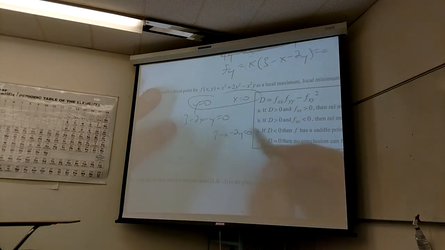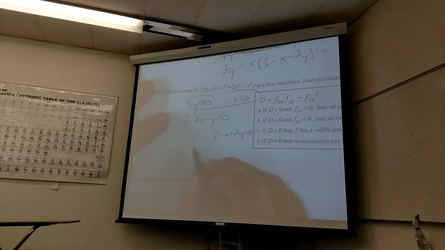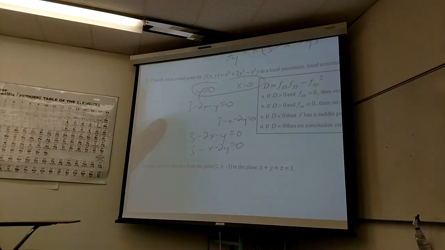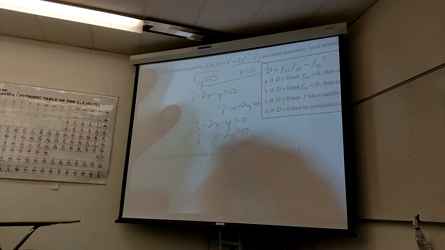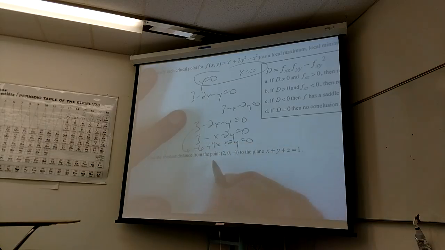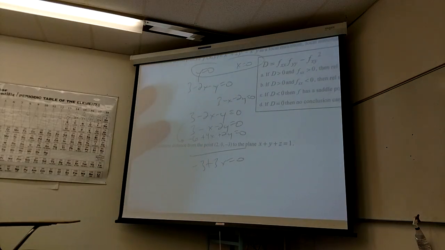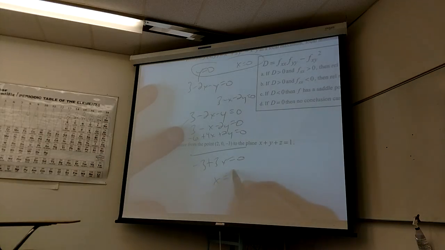Now you just have a system of equations that looks actually more normal than anything we've seen so far. Believe it or not, 3 minus 2x minus y is 0. 3 minus x minus 2y is 0. Now this one I could just do elimination really if I wanted to, right? If you want to, it doesn't matter. So couldn't I just take this one and multiply it by -2? So then I get -3 plus 3x equals 0. So I get x equals 1.